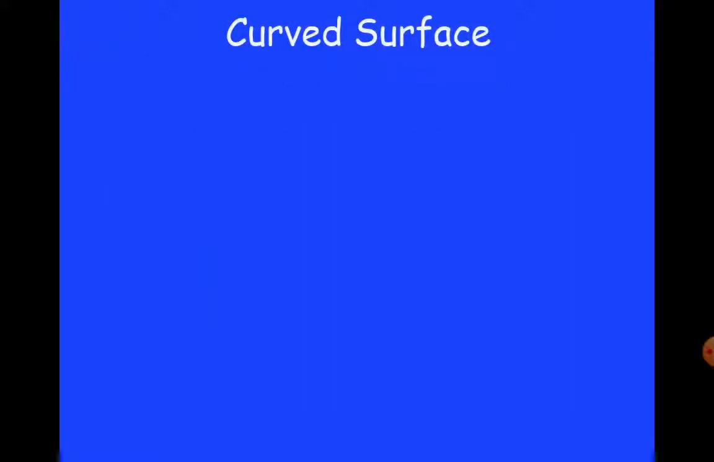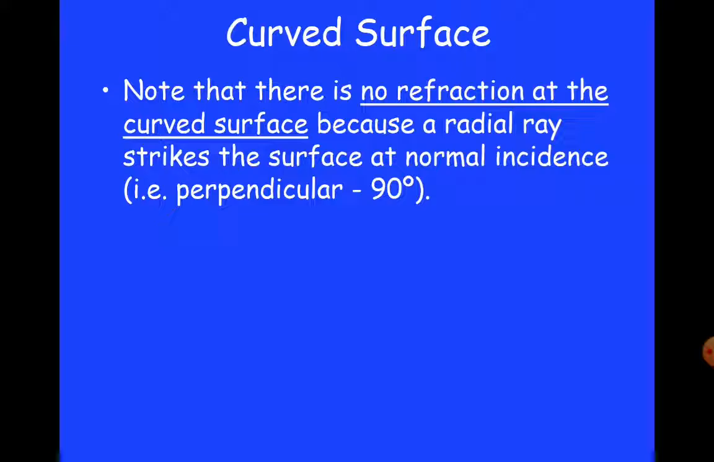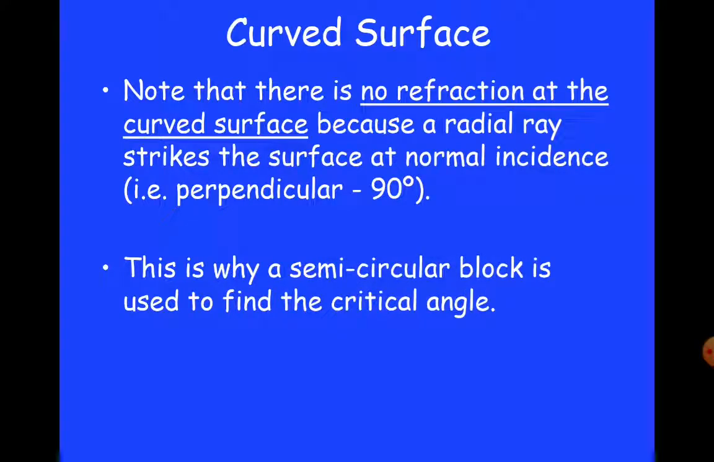Why do we use a curved surface? Because then we can place that light ray at the normal, at the semicircular, and that's why it is easier to use a semicircular block.